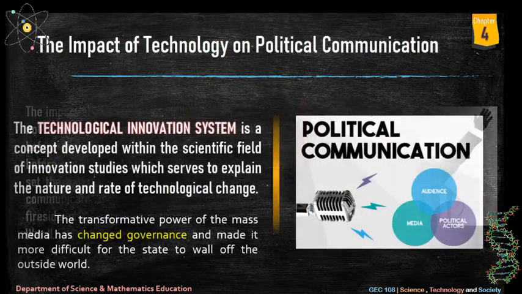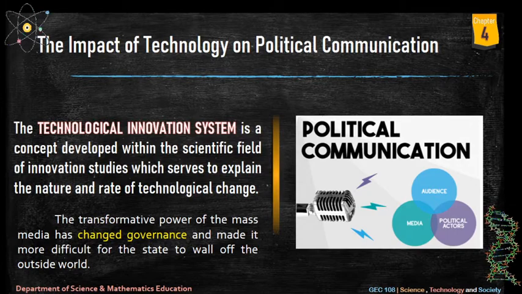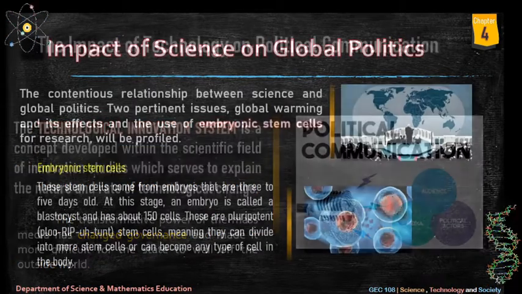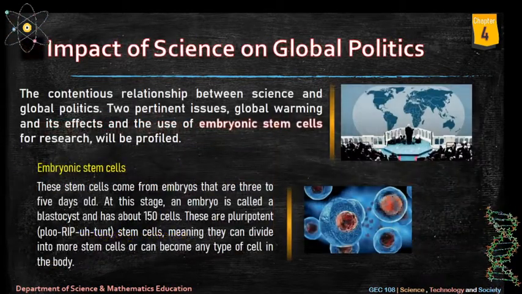The impact of technology on political communication. The technological innovation system is a concept developed within the scientific field of innovation studies which serves to explain the nature and rate of technological change. The transformative power of the mass media has changed governance and made it more difficult for the state to wall off the outside world.